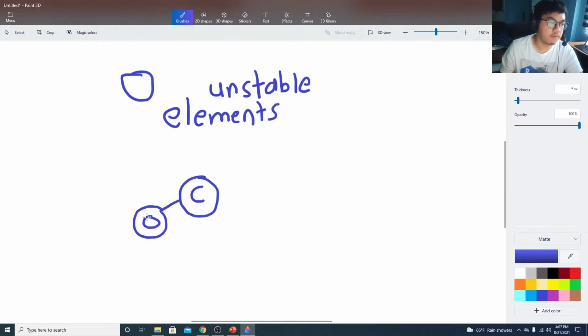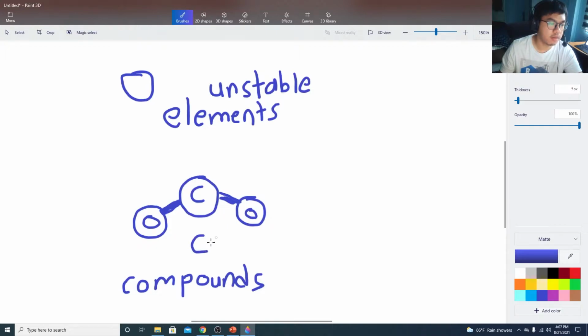So carbon can form bonds with oxygen, for example. This line here is the bond between the two of them, and this shows that they are joined together. They are no longer called elements now. When they are joined together, they are called a compound. A compound is when you have two or more elements joined together. In the case of carbon, it doesn't just form bonds with one oxygen, it forms bonds with two oxygen. So we have one carbon and two oxygen. What is this compound called? This is actually carbon dioxide, which is a compound.